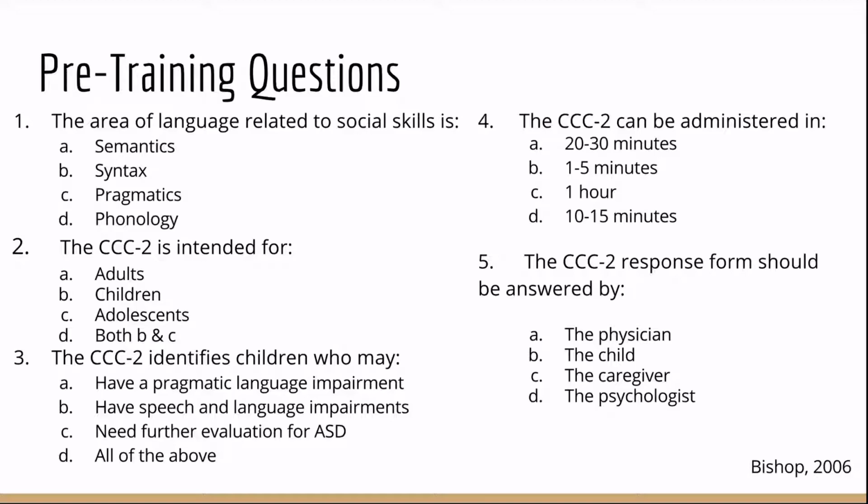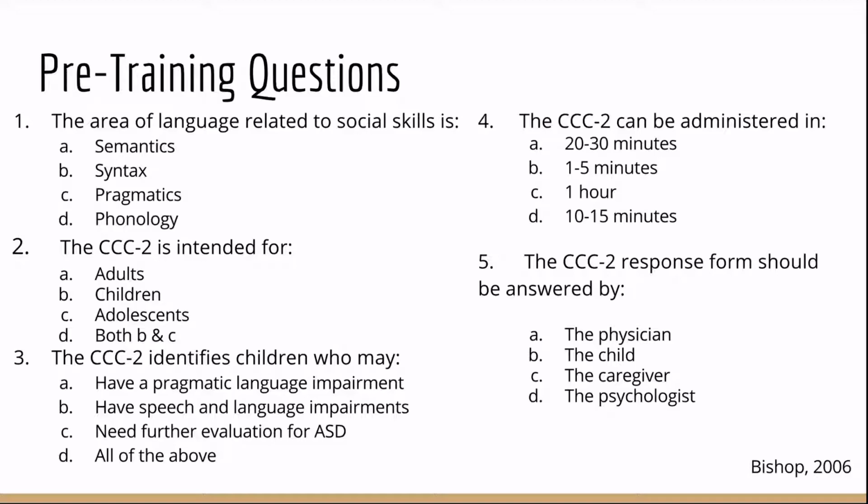Number 1. The area of language related to social skills is A. Semantics, B. Syntax, C. Pragmatics, or D. Phonology. Number 2. The CCC-2 is intended for A. Adults, B. Children, C. Adolescents, or D. Both B and C.